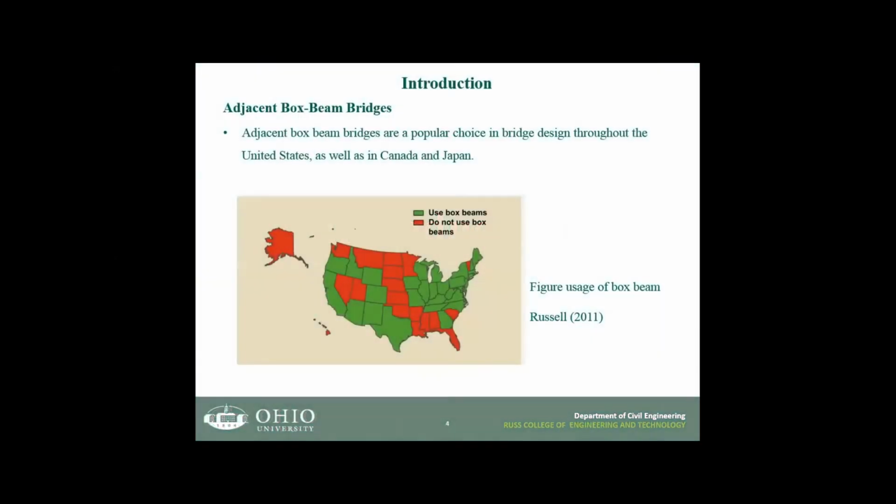Introduction. Adjacent box beam bridge is popularly used in the United States. That's because of their advantage in terms of ease of construction, the economy, and the high span to depth ratio. This figure below shows that many states in the United States use this type of bridge in the design of bridges with short and medium spans.